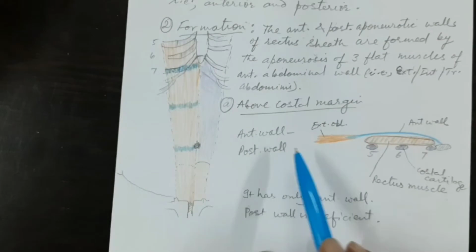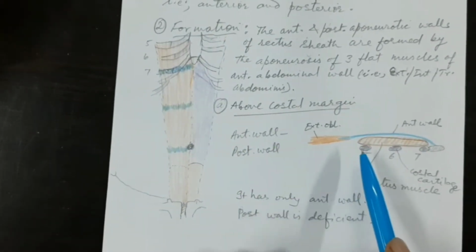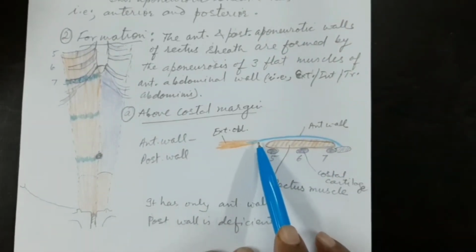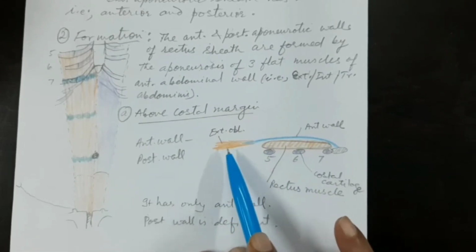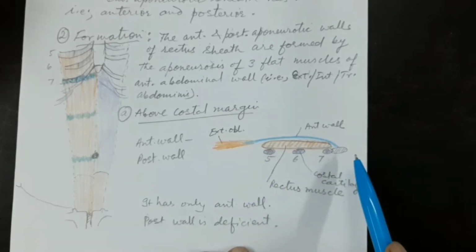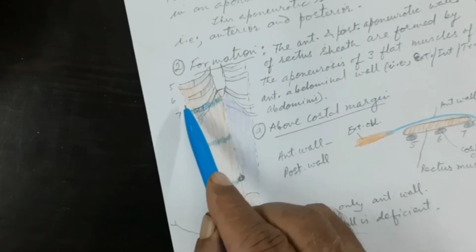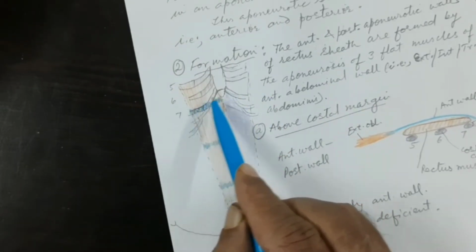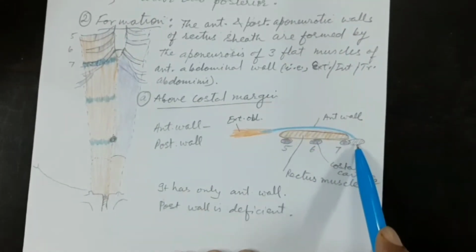So if you see the anterior wall of the rectus sheath above the costal margin, it is quite simple. It is formed by the aponeurosis of just a single muscle, the external oblique abdominis. This is the cross section, a very simple diagram. This section is passing through the xiphoid process. See this xiphoid process.